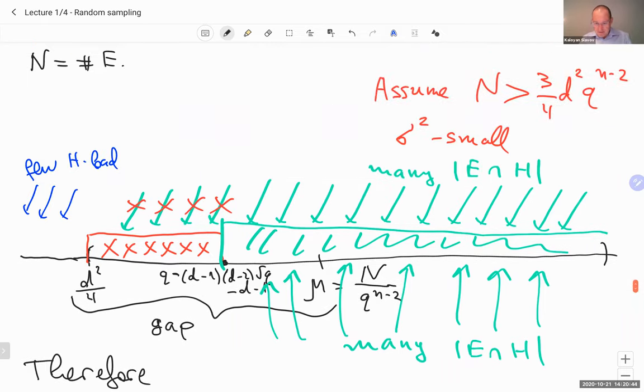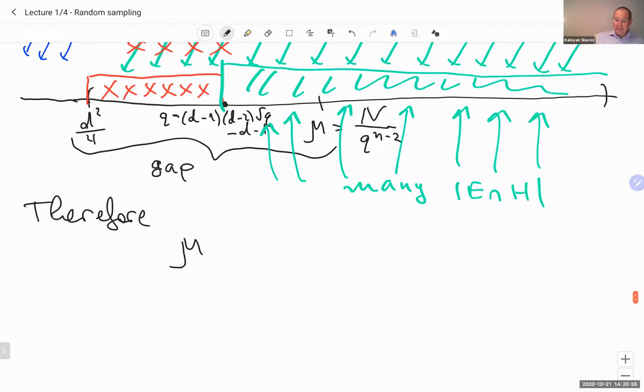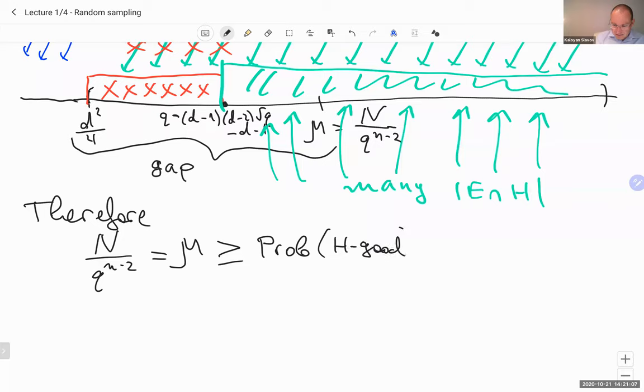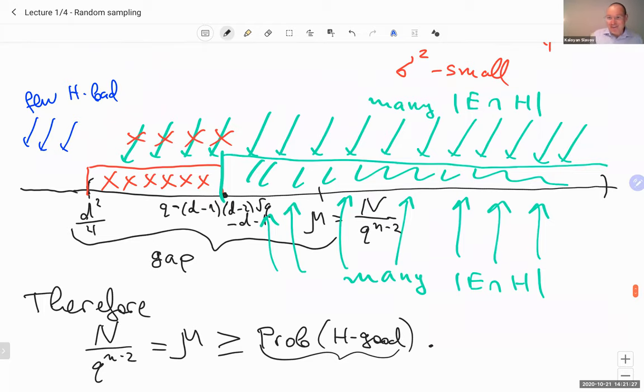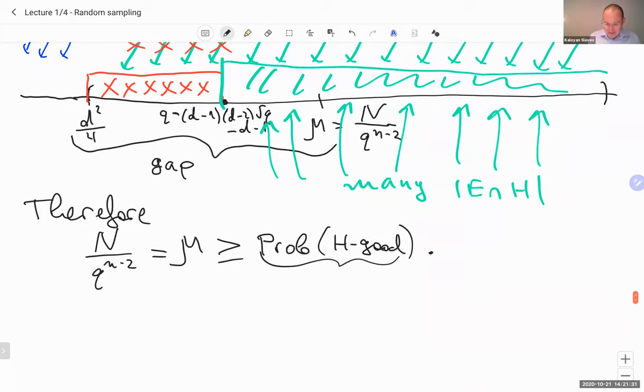We made an assumption at the beginning. Remember here in red on the top right that capital N is large. So this is an assumption that the mean is large, or capital N is large. Now we can look back at the mean. On the one hand, we know it's N divided by Q to the N minus 2. On the other hand, it's greater than or equal to the probability that H is good, times the contribution of each good plane. Notice, when the variance is small, very few H's are bad and most H's will be good. So the probability that H is good is very large. I will make it quantitative if you want, but it's very large.